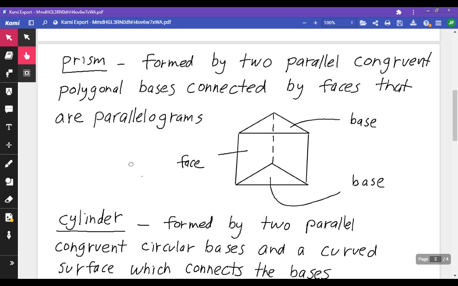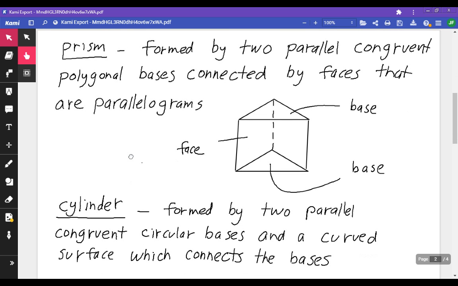Okay, let's talk about some types of solids. First of all, a prism. A prism is formed by two parallel congruent polygonal bases connected by faces that are parallelograms. So in this figure, you see the top and bottom of the shape are triangles, and they're congruent and parallel, and they're joined together by faces, which are parallelograms. So that's a prism.